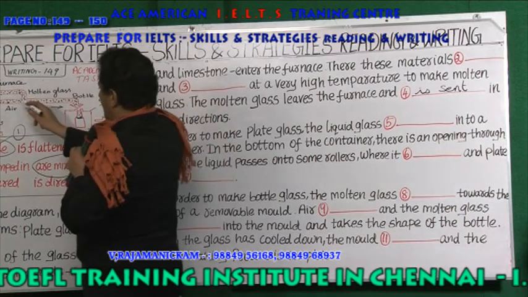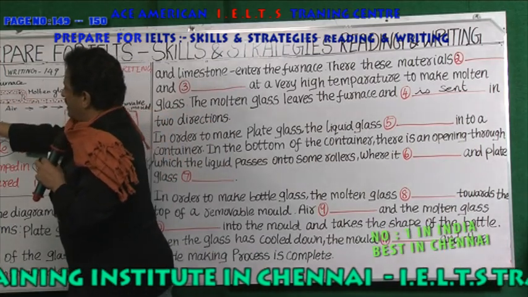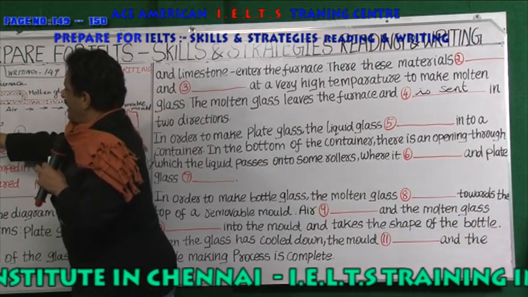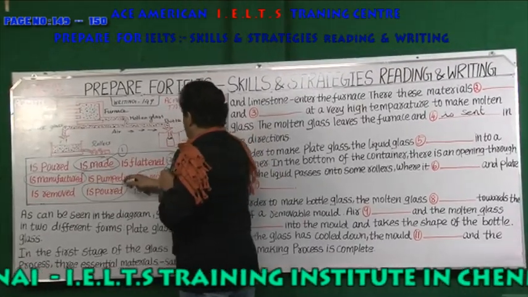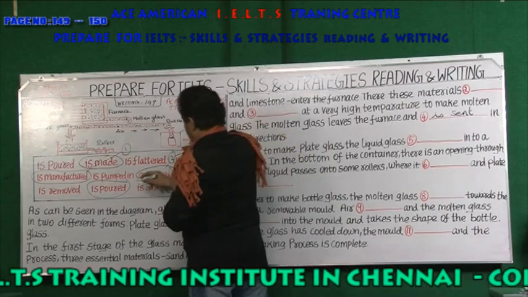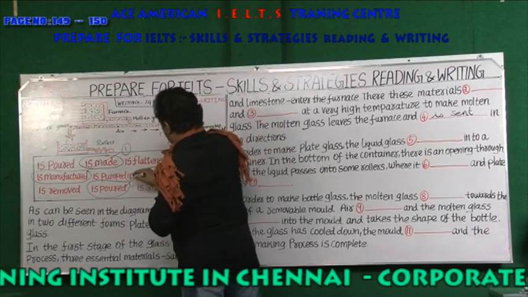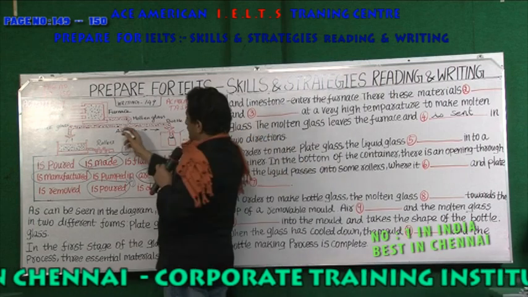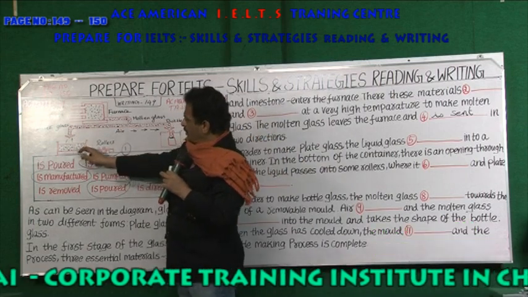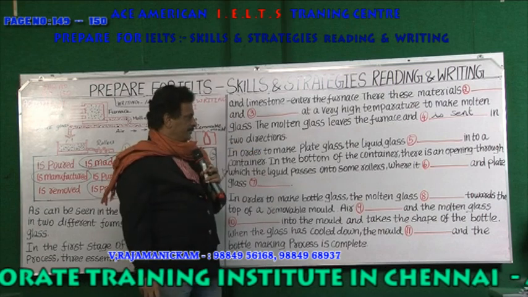The liquid glass comes as a liquid, it is poured inside. So, "is poured," what is the number? Five. So, five is poured. Is poured into a container. So, this liquid glass is poured into this container.